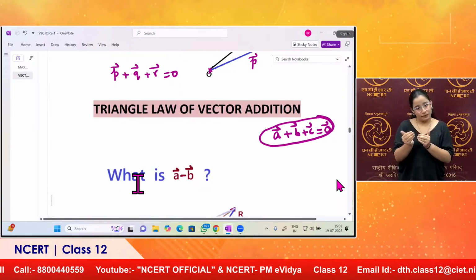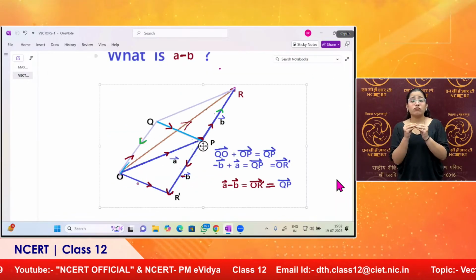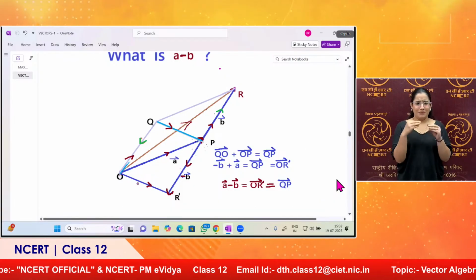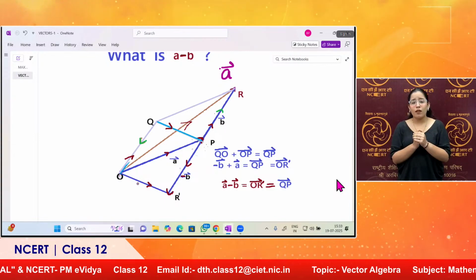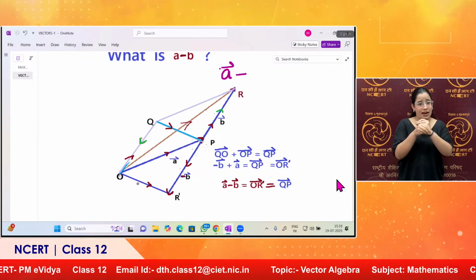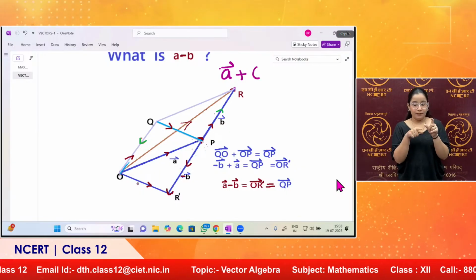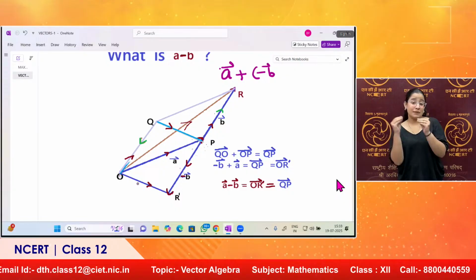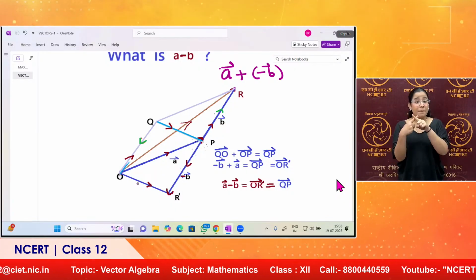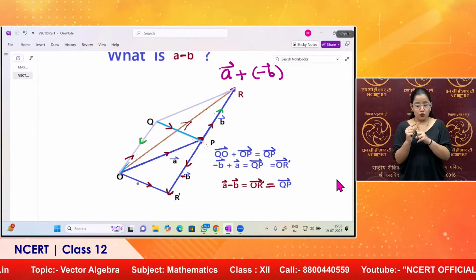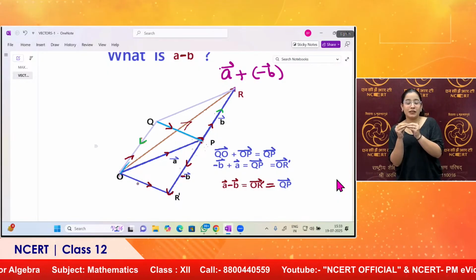So shall we move further now? Yes. Now the question is, what is A minus B? As we discussed A plus B, now what is A minus B? A minus B is very clearly giving us this information that we are adding two vectors. Which are the two vectors? One is A, the other one is minus B. So it is still the addition of two vectors, that is A and another vector, but the other vector is opposite to the direction of the vector B.